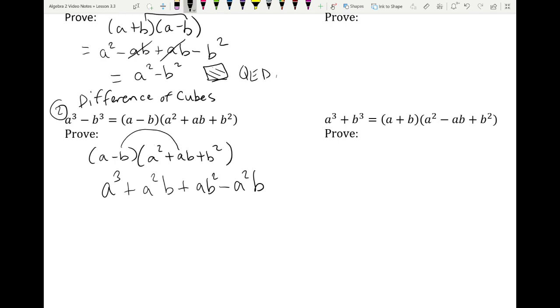Next, we're going to do negative b times ab, which is negative ab squared, or you can say b squared a. I like to put a first and b second, so I'm going to write it as negative ab squared. Negative b times b squared is negative b to the third. You have a total of 3 of them. All right, and that takes care of the multiplication. So now we're going to combine our like terms.